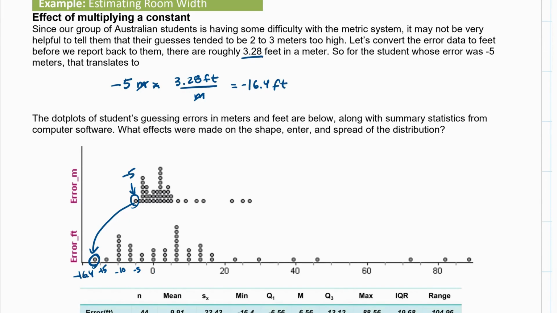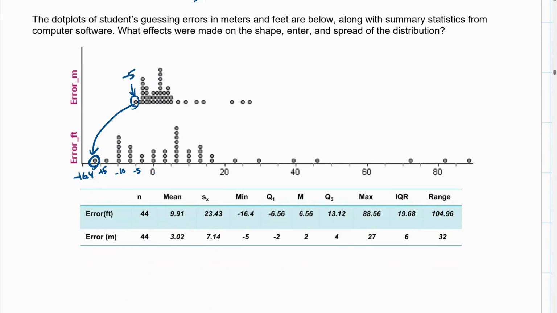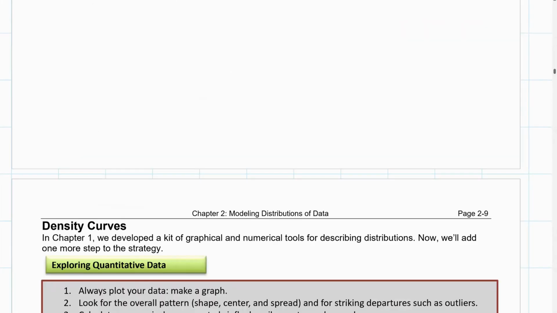And what do we see when we look at those summaries? Imagine, if you would, I take 3.02 and I multiply it by 3.28. Do you think I get 9.91? I most certainly do. And this is true for every single number. Every single number in the original data set, we multiply by 3.28, ends up getting the number in the error data set that's in feet. All measurements are affected by multiplication. On to the next page.